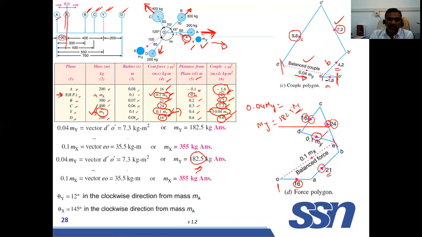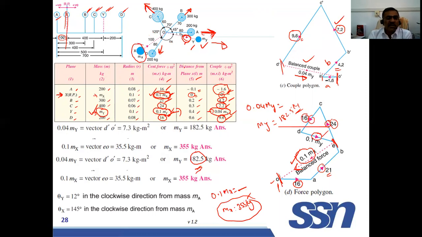So now we know this is not closed. We started at O, it ends at E. This is not closed. Then you measure this distance and equate to this value 0.1 mx. So 0.1 mx is equal to how much? This distance. That will give the value of mx. So mx is equal to 355 kg. What is the direction? This is the direction. Same direction. You have to mark mx.